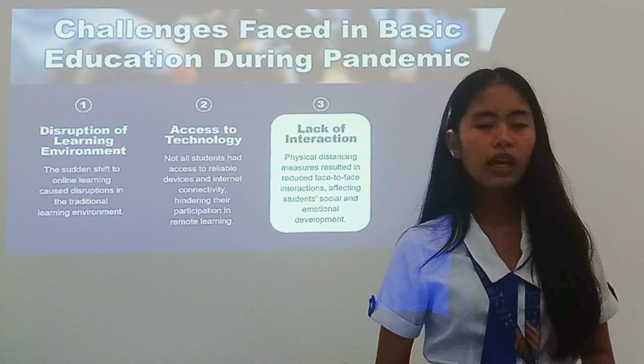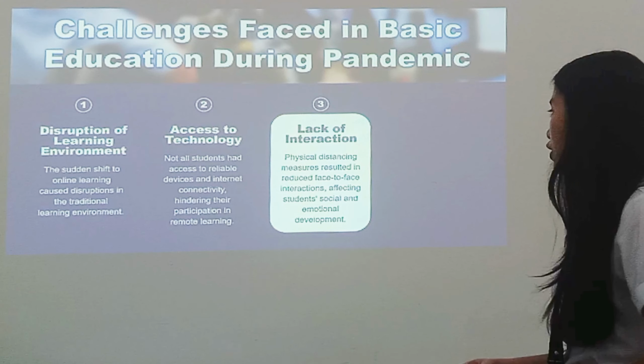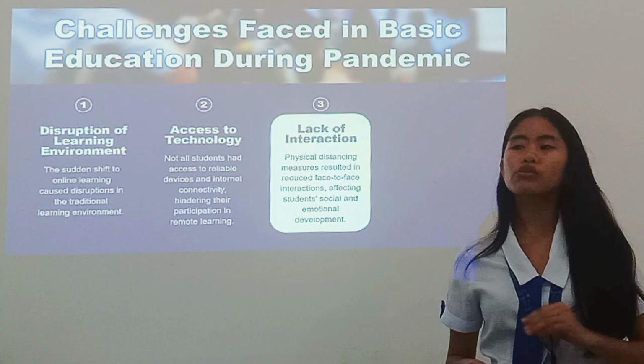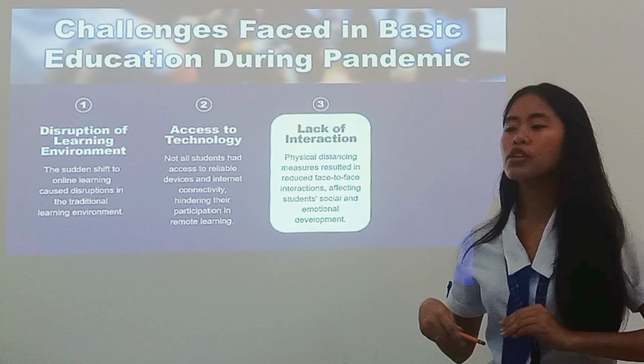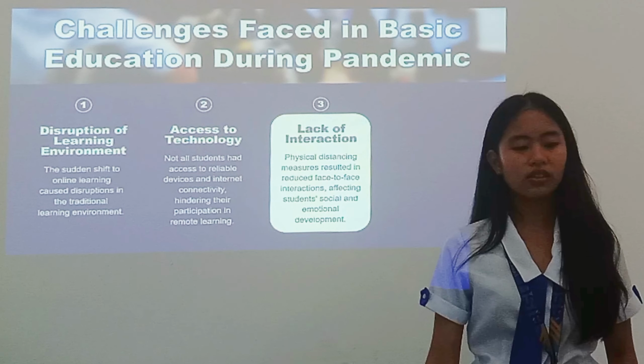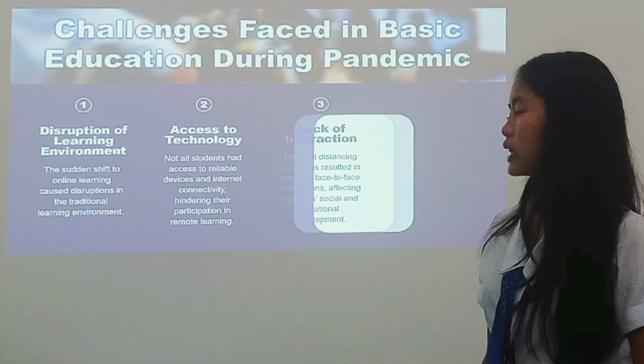Next, the lack of interaction. The physical distancing measures resulted in reduced face-to-face interactions, affecting the students' social and emotional development. The students were not able to physically socialize in schools, and they were somehow demotivated to go to school because they were not together with their friends. So it also became a challenge in the pandemic.